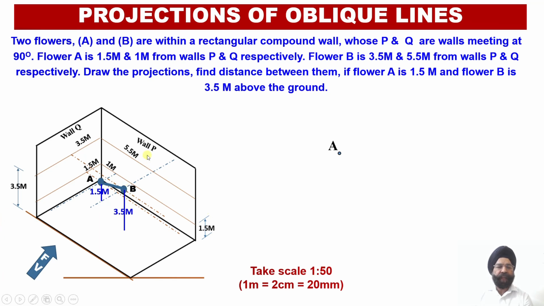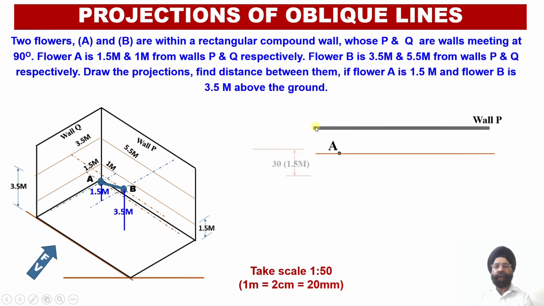So this is the spatial or 3D representation of these two objects. Now we are going to have the 2D representation as well. In the 2D representation, this is our wall P and this is our wall Q, and through this point we are going to look at this particular environment from the front view.